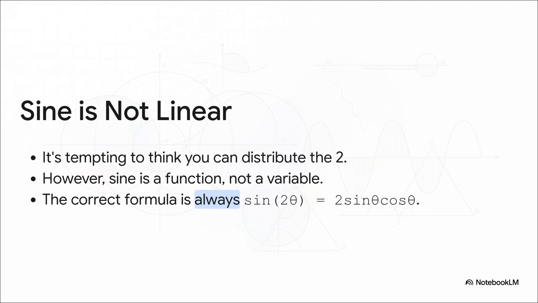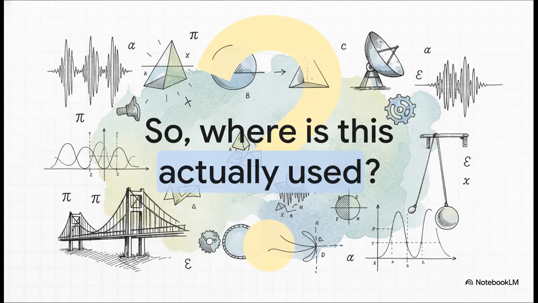I mean, think about it. You wouldn't say the square root of 16 is 4 times the square root of 4, right? It just breaks the fundamental rules of how functions operate. The only correct way to deal with sine of 2 theta is with that formula we derived, 2 sine theta cosine theta, period.